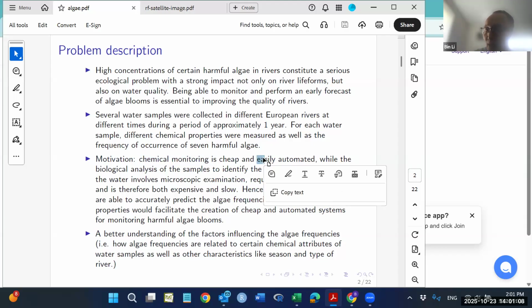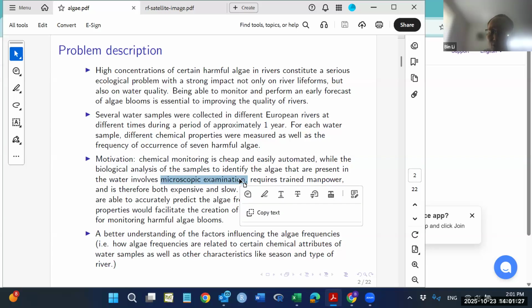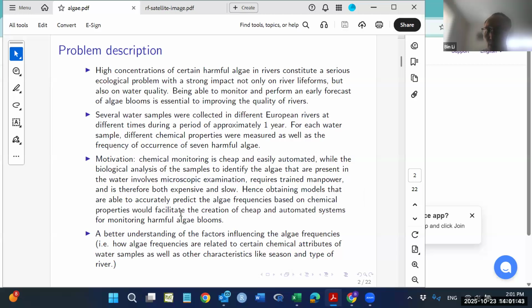But the hard way, the gold standard for finding the number of algae in the water samples, is actually through very tedious and costly microscopic examination. Each water sample has to be put under the microscope and examined by technicians, and that takes hours to find the number of algae in the water samples. So it is very expensive and very slow.